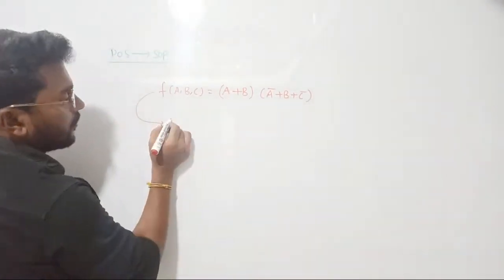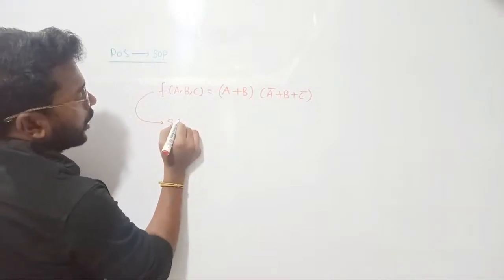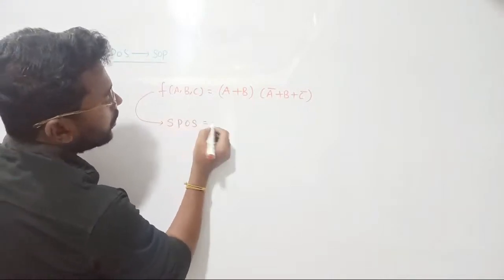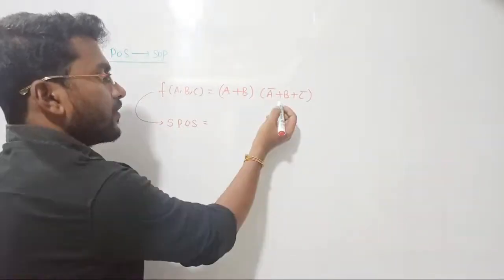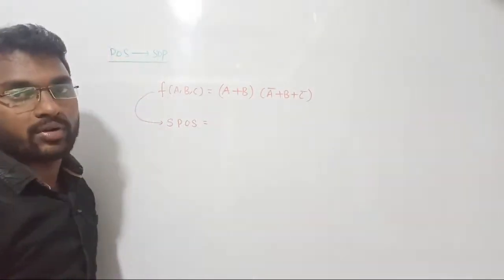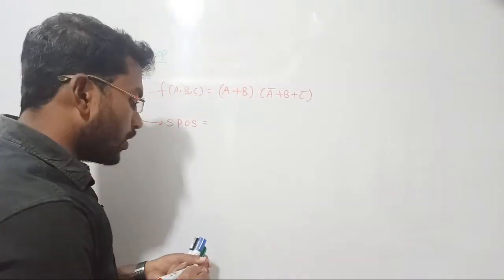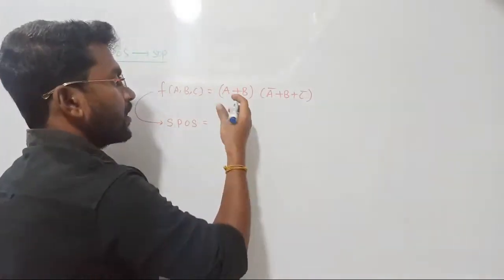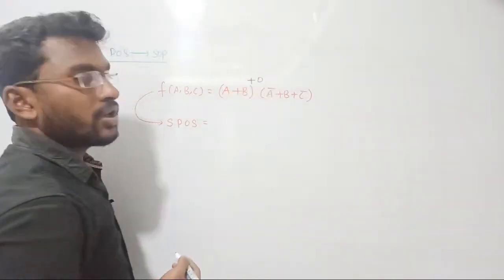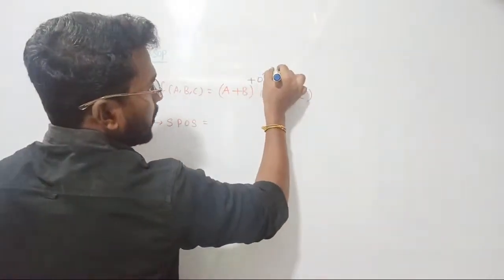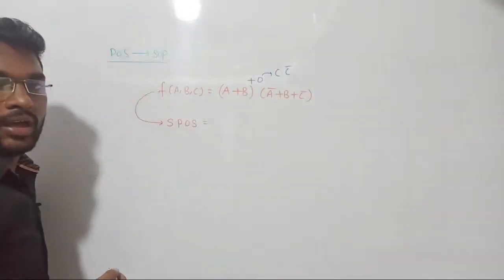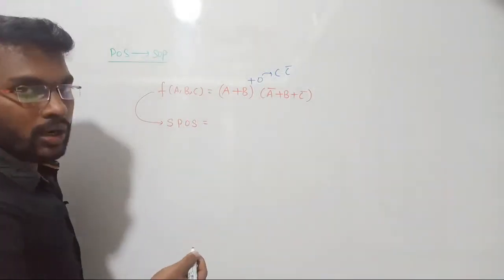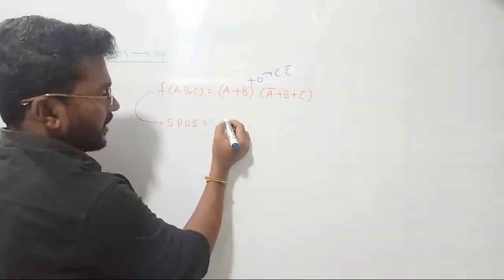For that, first of all, we have to write the standard product of sum, because here we have three variables, but in the first term we have only two variables. Now one variable is missing. So first of all, we have to consider a + b + 0. Correct? Now that 0 can be replaced by c · c bar. Do you all agree with me? This operation is the opposite of sum of product, right? So let's write the answer.